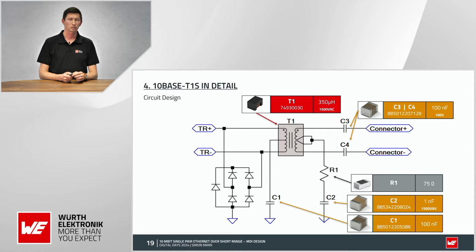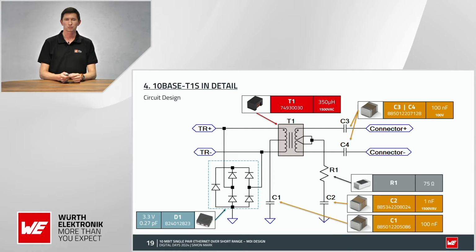For C1, so this capacitor on the PHY side, we have also 100 nanofarad, but you can use a very small one in size, also not 100 volts isolation. You can go down to 50 volts or 16 volts because you are not using high voltages on the PHY side. And of course the TVS diode, here in this case, this is one for higher transmission signals. You can use it also. It's very small, so you don't get problems with the size.